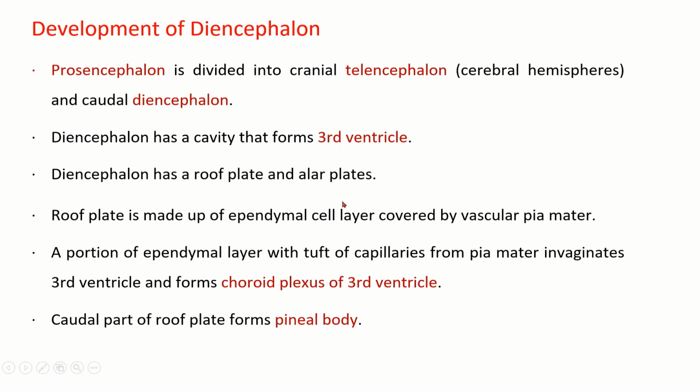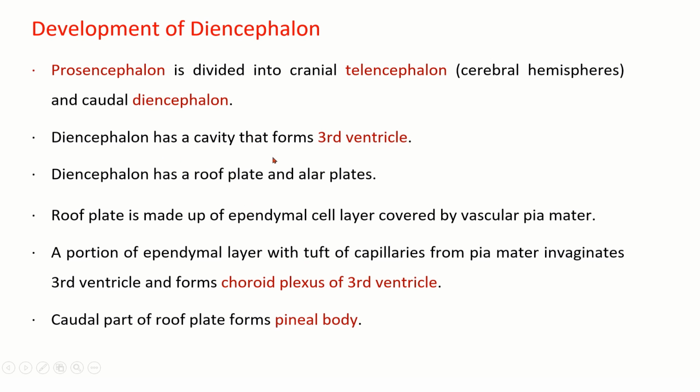And this will be the last class on development of brain, spinal cord, and pituitary gland. So here we'll deal with the development of prosencephalon, which is divided into diencephalon and telencephalon. The prosencephalon is divided into cranial telencephalon, which gives rise to cerebral hemisphere, and caudal diencephalon, which forms the thalamus, hypothalamus, optic vesicle, and posterior pituitary, pineal gland.